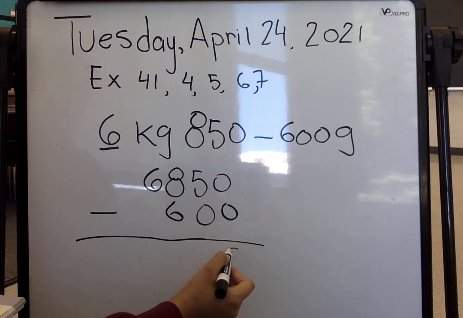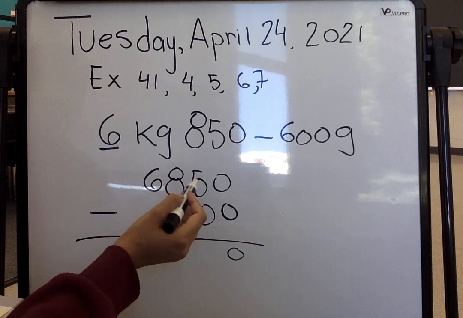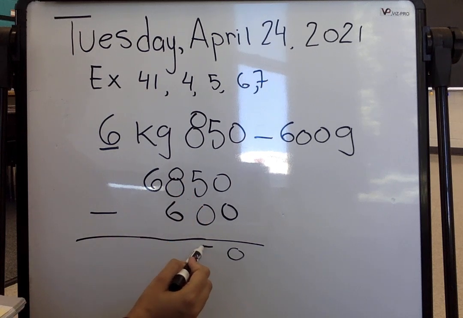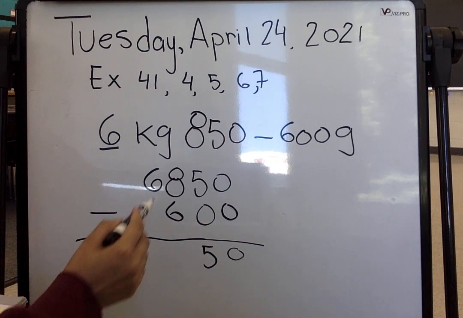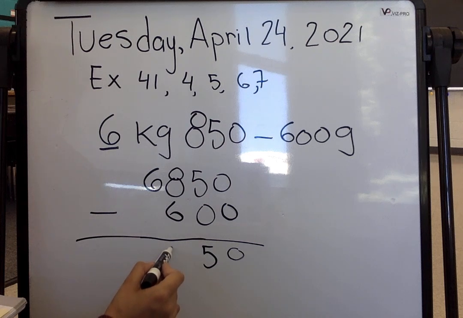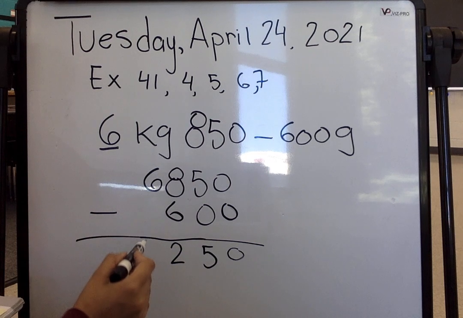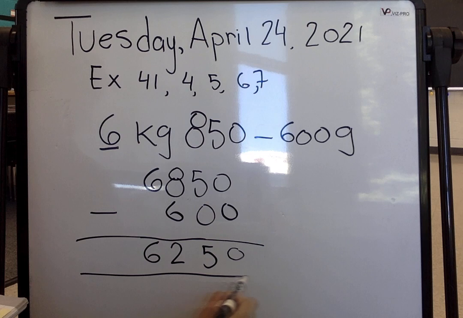Okay, so let's subtract it. 0 take away 0 gives me 0. 5 take away 0 gives me 5. 8 take away 6 gives me 2. And 6 take away nothing gives me 6. So that is not my answer.